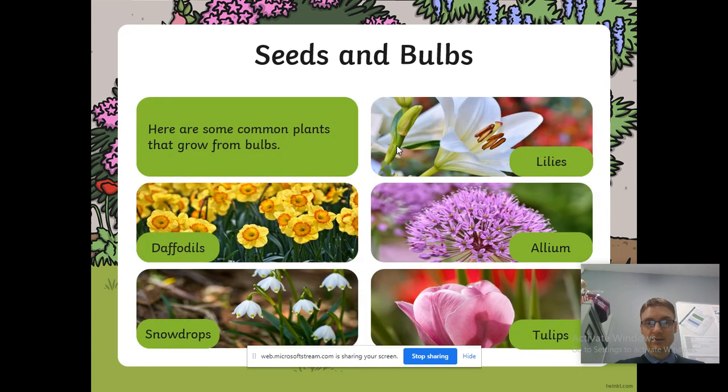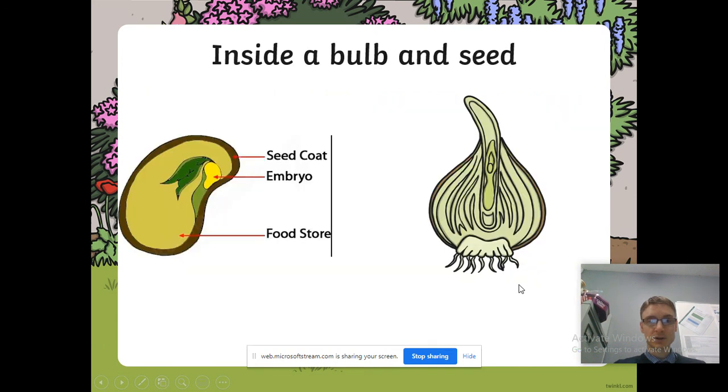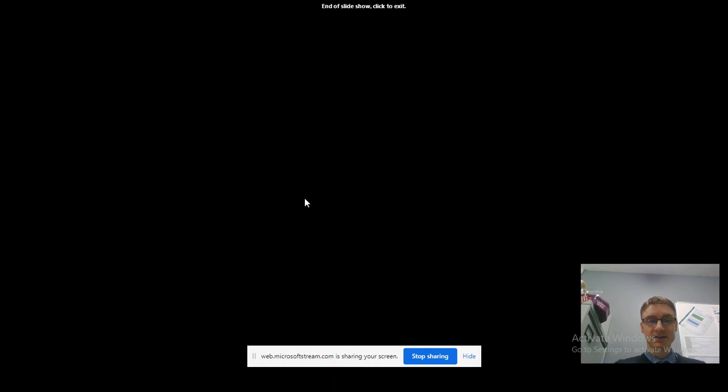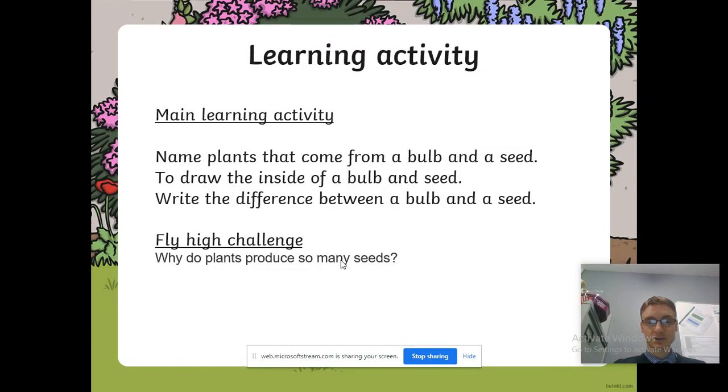This might help you if you were struggling before to think of things that came from bulbs. We've got lilies, daffodils, allium, snowdrops, and tulips. And here are some pictures that will help you with that last activity: inside a bulb, inside a seed. And again, here's our main learning activity. Okay, thank you.